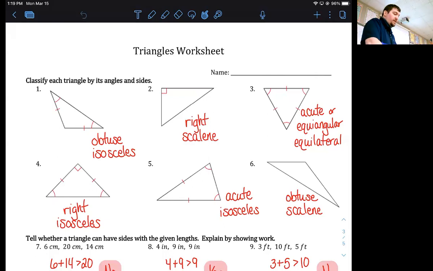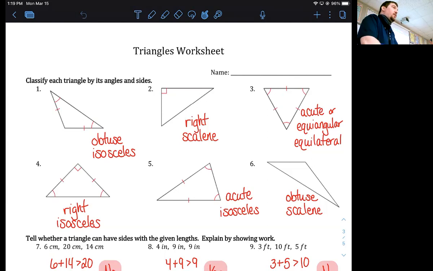Number 3 is an acute equilateral, or you could say equiangular equilateral. I'll take either one of those angle classifications, either acute or equiangular. Just make sure you also have equilateral, because that's a side classification. I said equilateral. That's fine. Number 4 is a right isosceles triangle. Number 5 is acute isosceles, and number 6 is obtuse scalene.